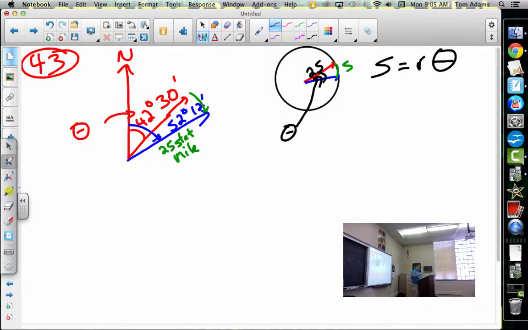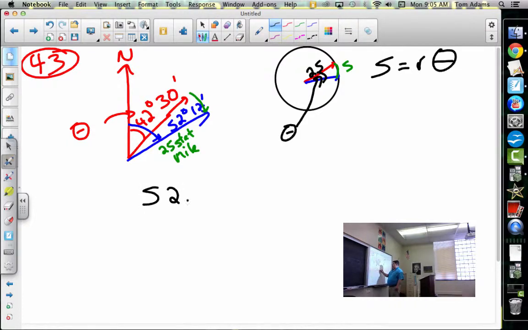But what do we know about theta? And for this formula, theta always has to be what? No? What does it have to be? It has to be in radians. Did they give us the angles in radians? No.